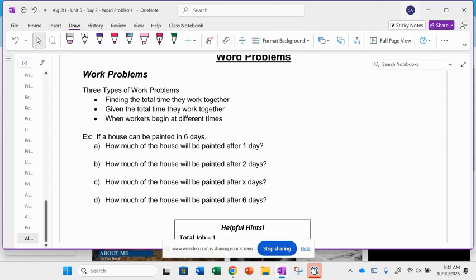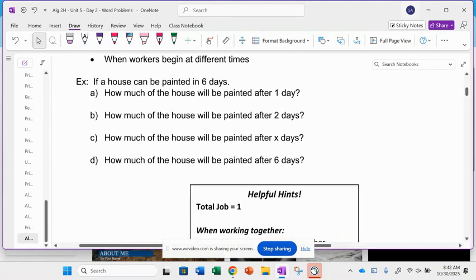But before we do any word problems, let's just go through this. If we are saying a house can be painted in 6 days, how much of the house, if we had to write a ratio, would be painted after one day? Yeah, 1/6 of the house would be painted in one day. How much of the house would be painted in 2 days? 2/6 or 1/3. I'm going to keep it as the 2/6, but you're right, that is 1/3.